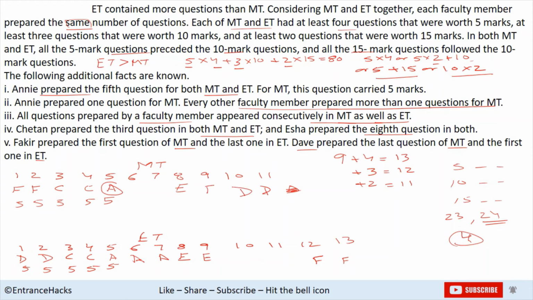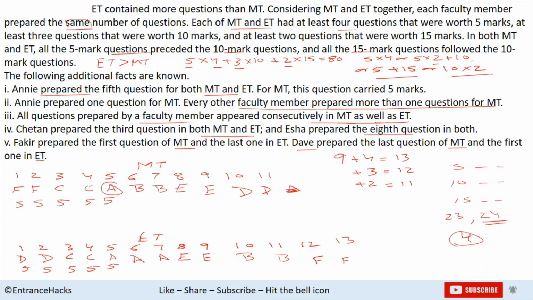Now E has to come consecutively, so it has to be 8th and 9th. And we are remaining with B. So B would be 6 and 7 in MT, and question number 10 and 11 in ET. Okay, now we have to see which questions have come.